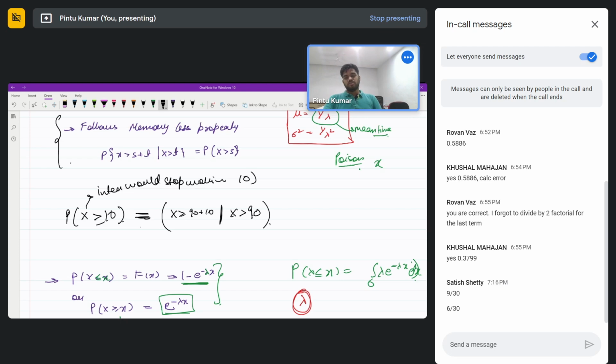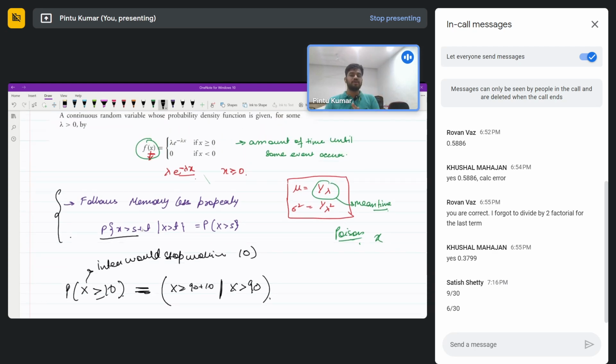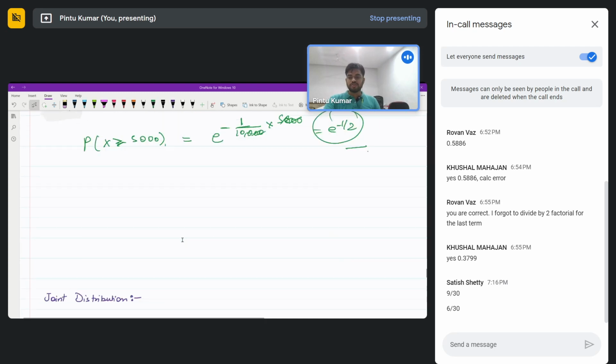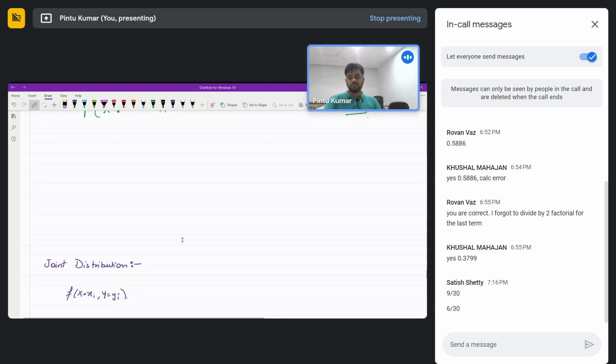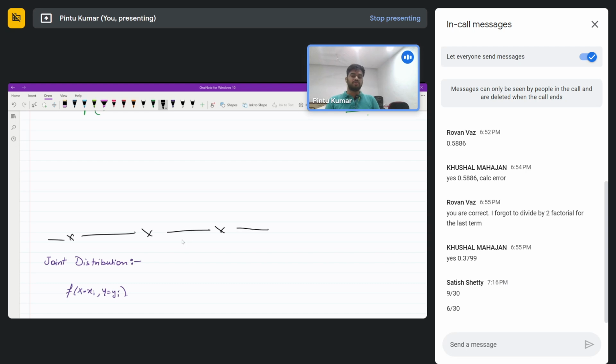So this is what is known as the memoryless property, and the exponential random variable is the only continuous random variable satisfying this property. This is how it is written: the probability that X is greater than S plus T, given that X is already greater than T, is the same as the probability that X is greater than S. I think I should have included one more question on this. Any doubt till this point? Then we'll go to something known as joint distribution.